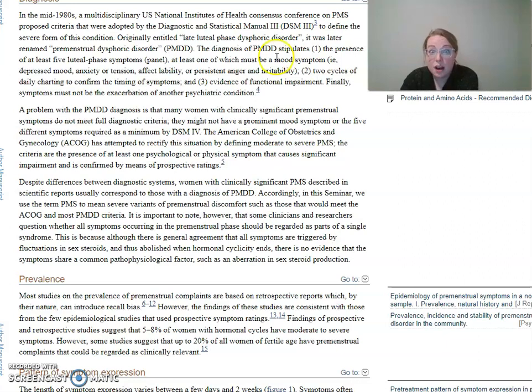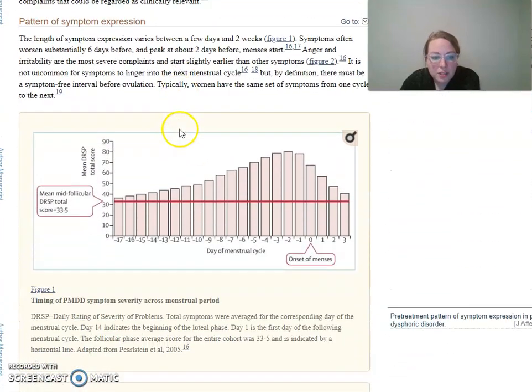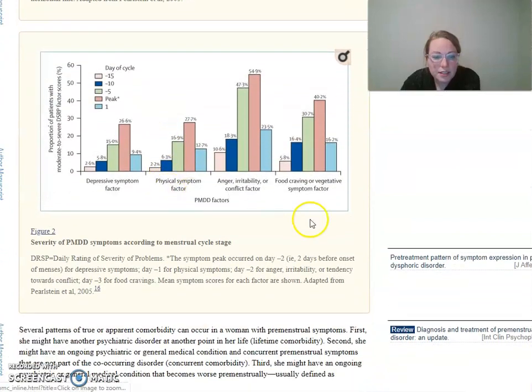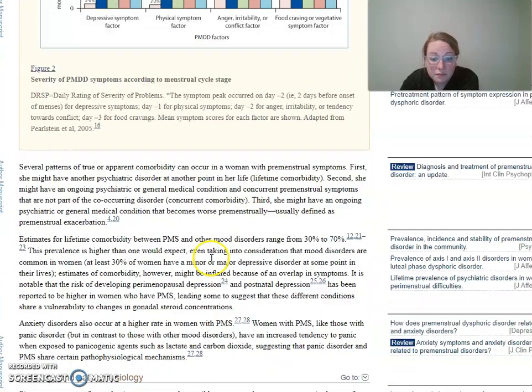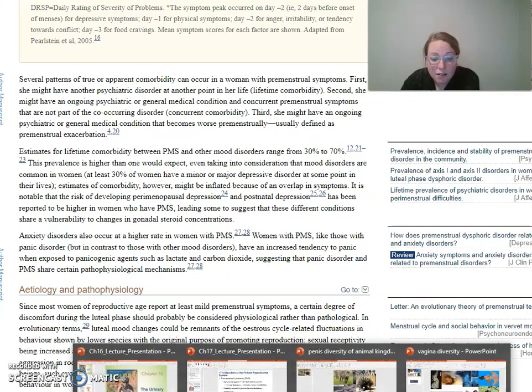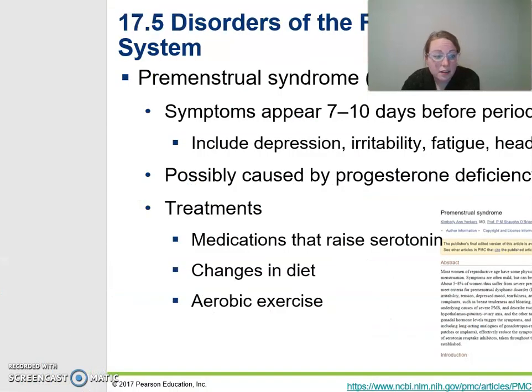So it's really hard for women to get diagnosed with this. It also can't have anything to do with other diagnoses, otherwise they won't diagnose it, and they won't treat it. Here you can see the factors from the charting: depressive, physical symptoms, anger, irritability, food cravings. And you can see the peak, if you read down here, the peak was -2 for some things and -1. That just means like the day before or 2 days before menstruation. So it's really interesting. In case you didn't think that on your own, I'm going to tell you that.